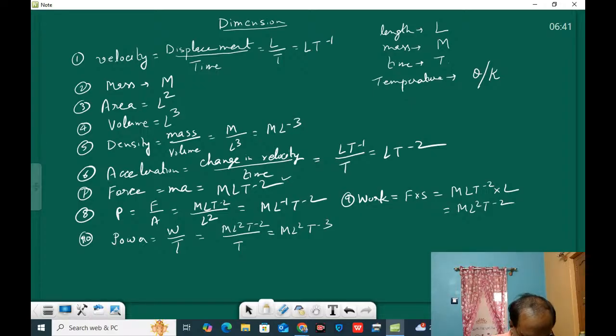In this way, you can find the dimensions of various quantities, for example momentum. We can find the dimension of momentum, impulse of force, moment of force, angle, solid angle. There are various dimensions we can find out from the formulas.